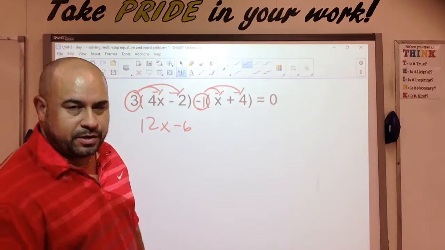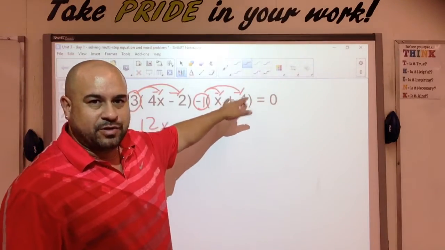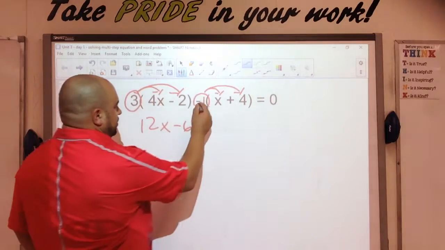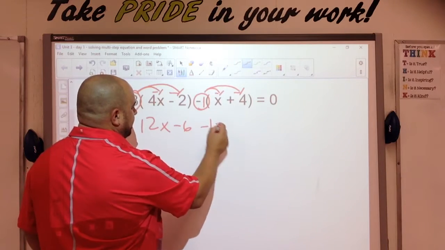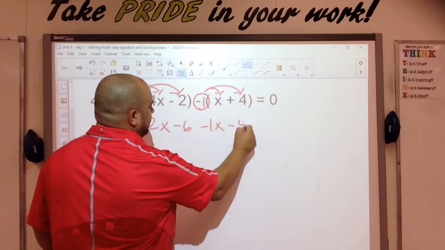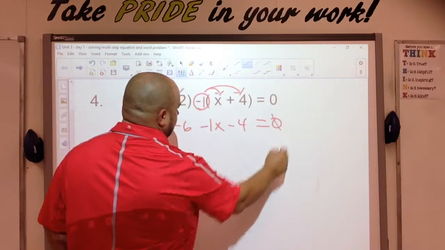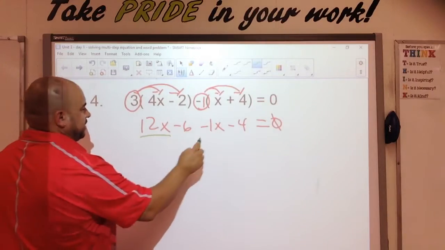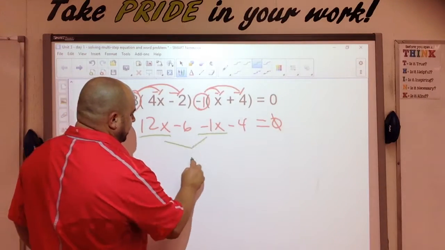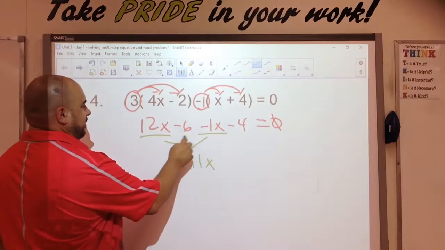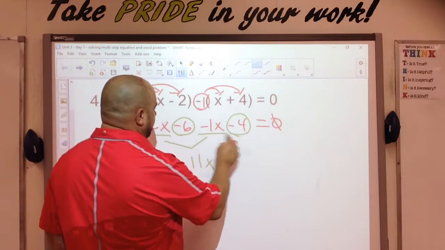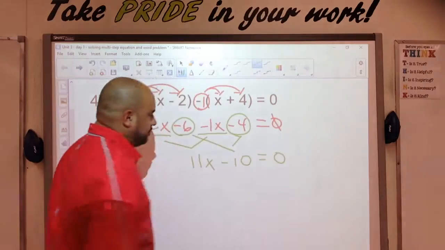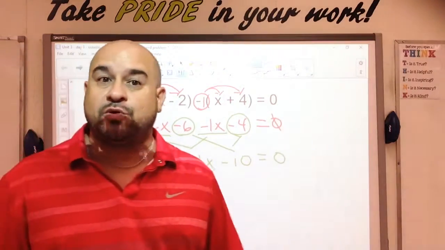It's very important that you distribute to both items, or everything inside parentheses, just like I did here. So negative 1 times x is negative 1x. Negative 1 times 4 is negative 4. Equals 0. So if I combine my like terms, I have 12x minus 1x, and I get 11x. I have negative 6 and negative 4, which is negative 10. Equals 0. So now I've got a multi-step equation.